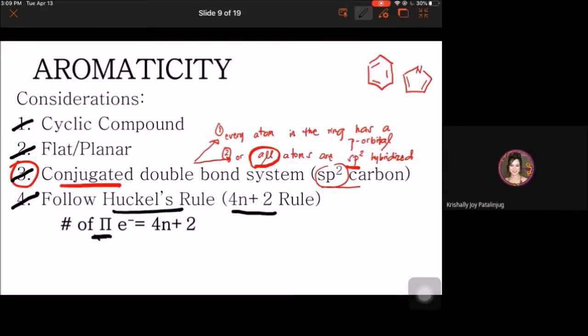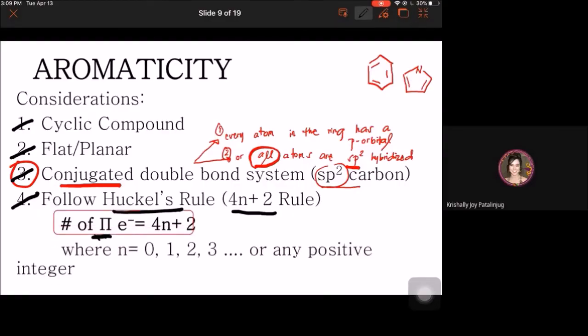So it follows Huckel's rule if the n value you get, the unknown n value, is any positive integer. It could actually be 0 or any positive integer, as long as there is no fraction or decimal points. If there is a fraction or decimal point, that does not follow Huckel's rule.